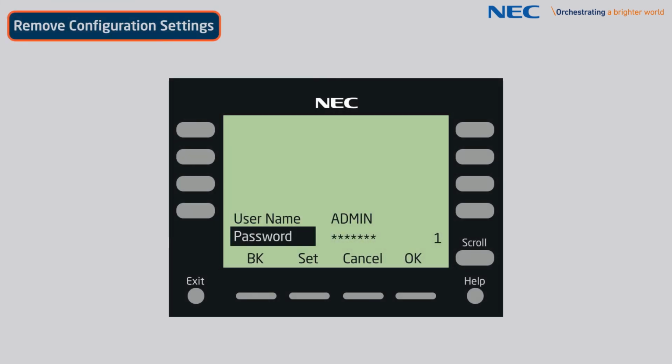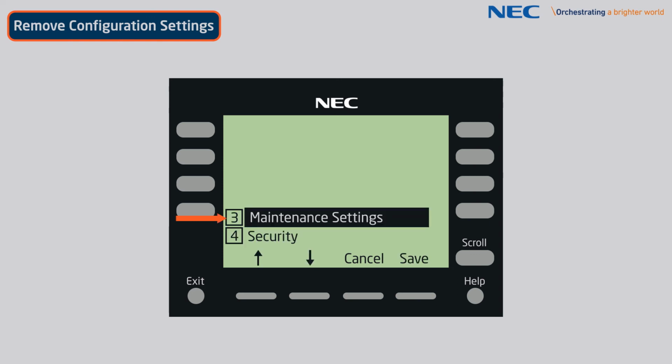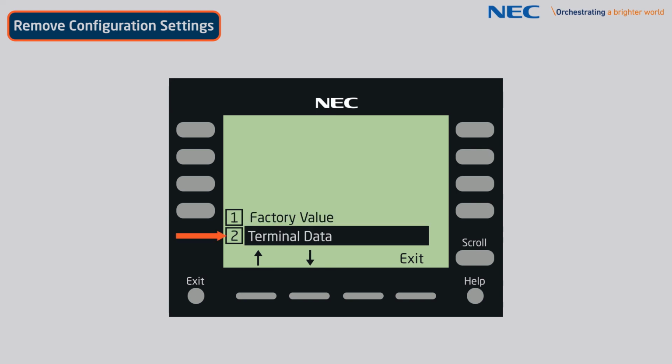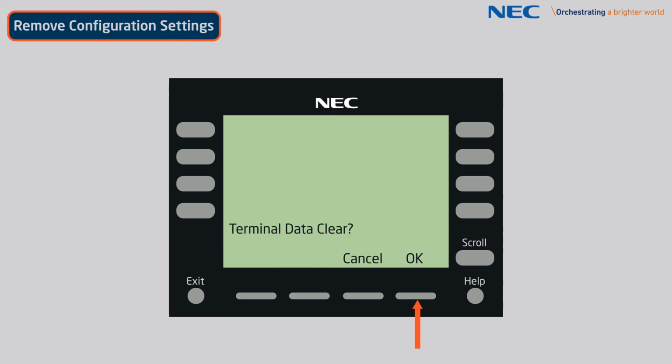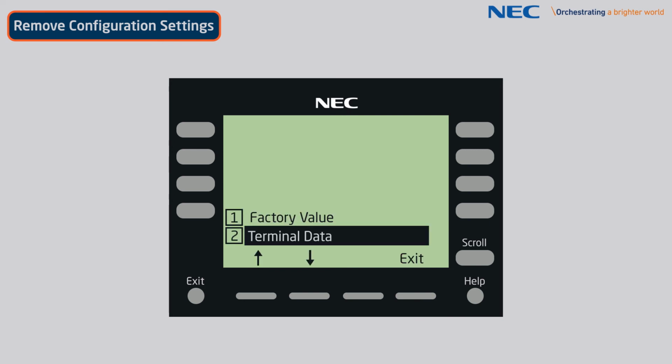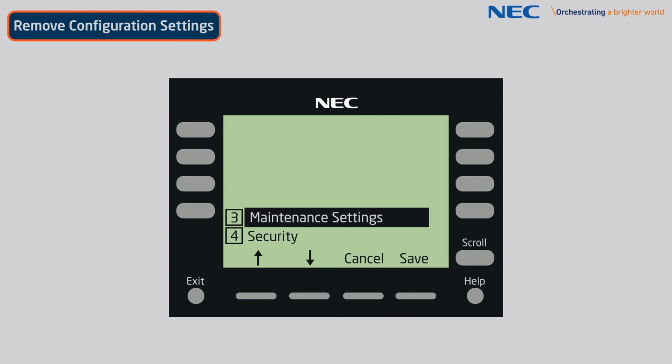If you want to remove the configuration settings within the IP terminal, access the IP terminal administration menu. Press 3 to select Maintenance Settings. Press 3 to select Data Clear. Press 2 to select Terminal Data. Press OK. The previous menu will be displayed. Press the Exit Soft key 2 times to go back to the Admin menu and press Save.